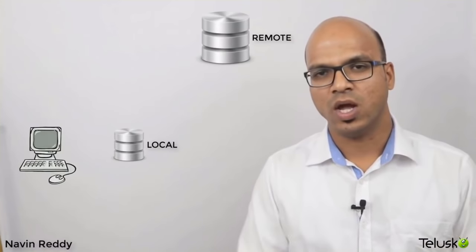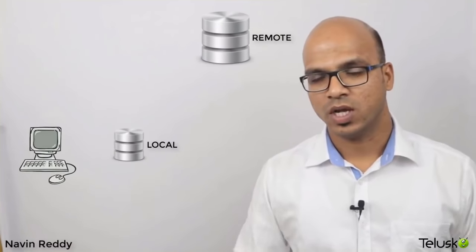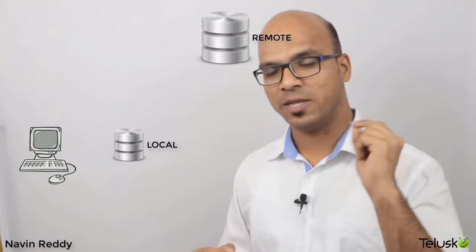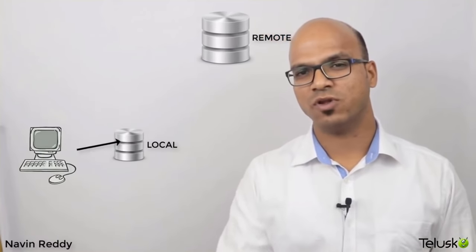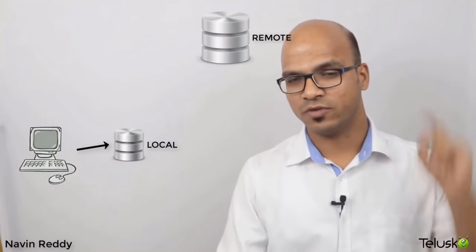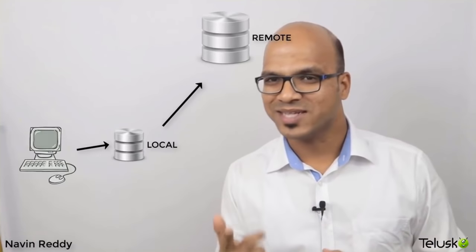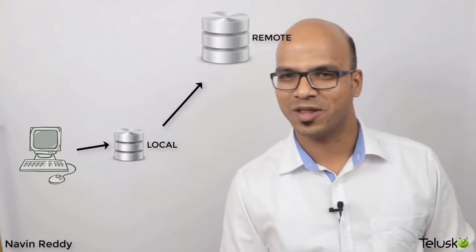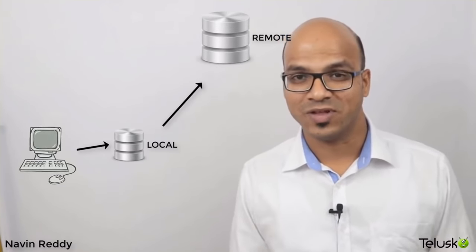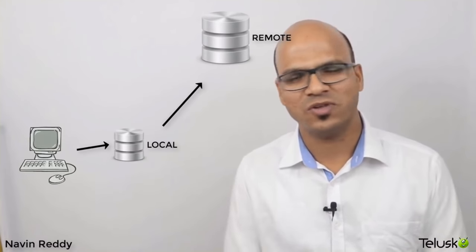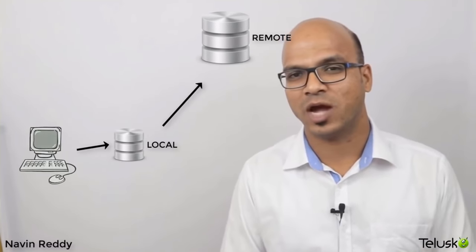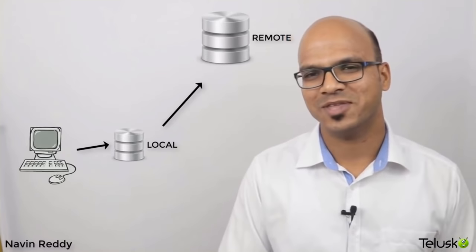So in your machine, you'll have a local repository. Every time you ask for a dependency, it will first search the local repository. If it is not there, it will go to the remote repository. Next time you search for it, you already have it in the local repository, right? So it will increase your performance, or you can say it will reduce the time it takes to download those dependencies. That's an awesome thing, right?